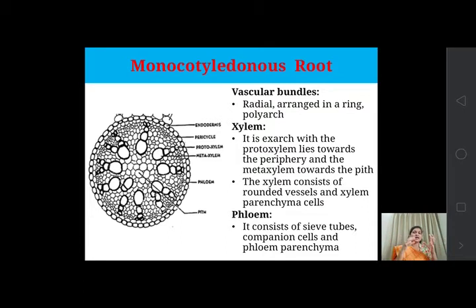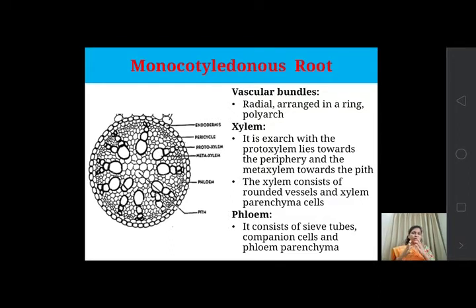Polyarch means they are present in more than 5 or 6 in number. So they are polyarch. That means more than one arch, multiple arches, are present. So you can see in the figure 1, 2, 3, 4, 5, 6, 7 and multiple arches are present. Okay, radiating arms you can see, those are xylem vessels, they show an arch-like structure. Okay, that means they are polyarch.